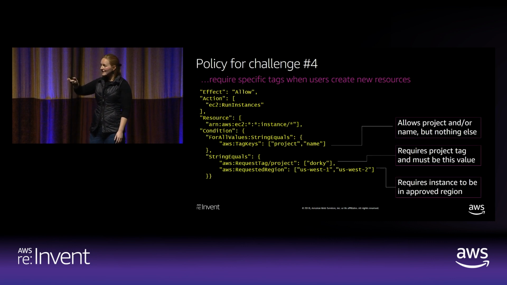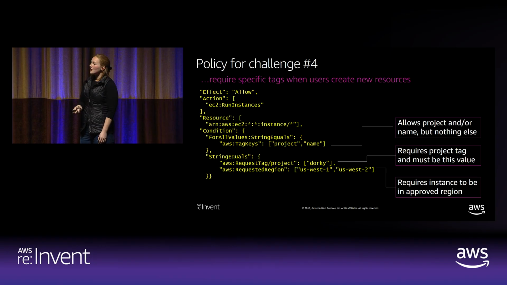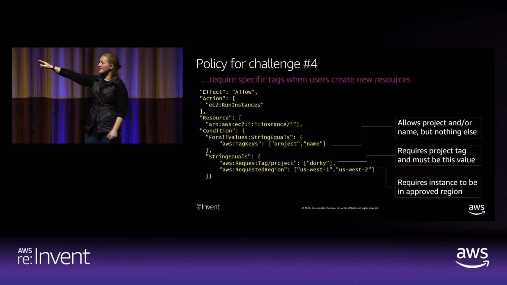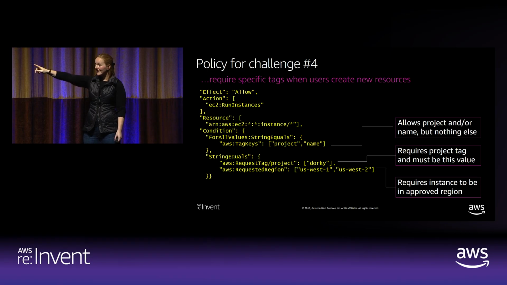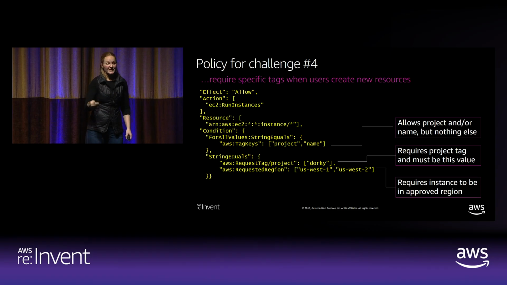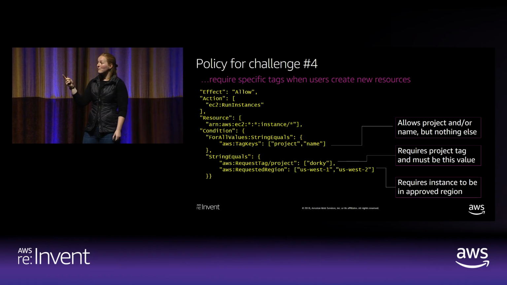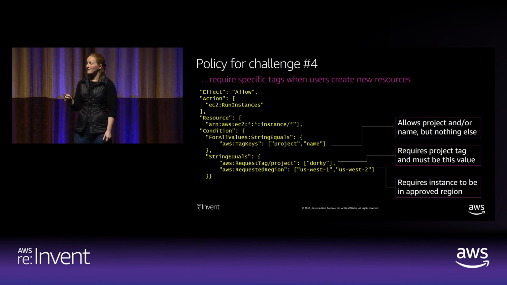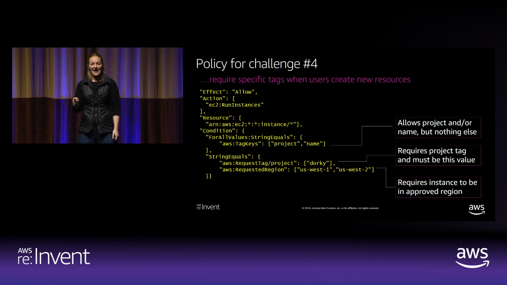All right, but when you call run instances and you're launching an instance type, which is that resource right there, you must, so the part that says you must tag with a project tag, that's that string equals request tag project equals dorky. And then it also must be in the same region. Now, I'm going to let you pass in other tag keys and values, but for all the tag keys that you pass in, it must be project or name. You don't get to tag with anything else.